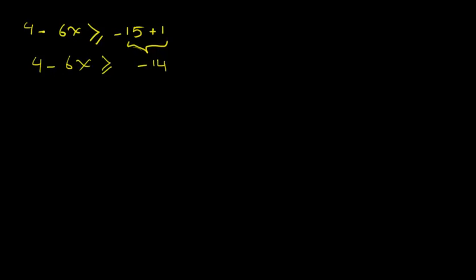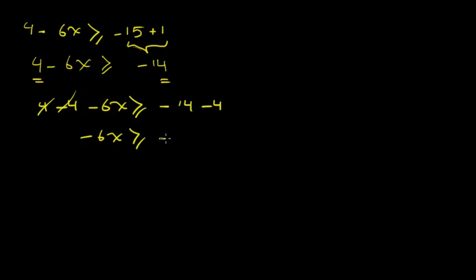Now we subtract 4 from both sides, so we'll have 4 minus 4 minus 6x less than or equal to minus 14 minus 4. Then we'll have these two cancel out, minus 6x less than or equal to minus 18. Now we divide both sides by minus 6, and again since it's a negative number, we flip the sign and we'll have x is less than or equal to 3.